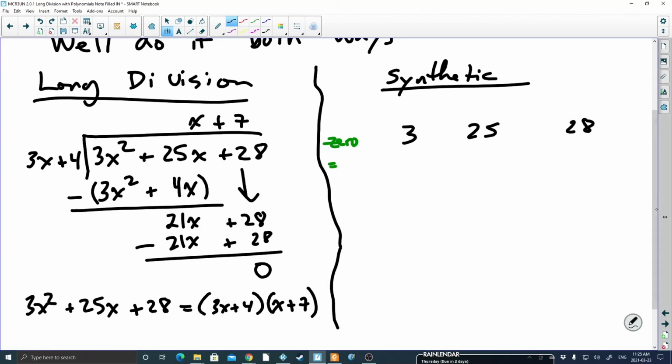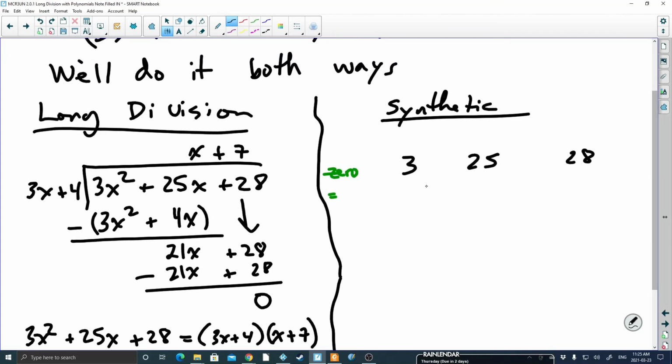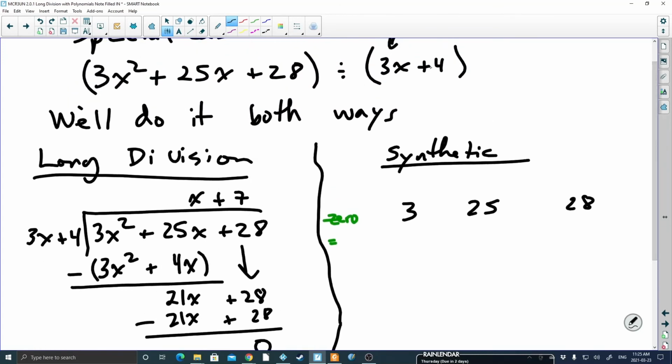Okay? Now let's see how synthetic division works. The first thing I'm going to need is my 0. Now my 0 comes from 3x plus 4 equals 0. I'm hoping at this point that some of you are getting to the point where you don't need to do all of the algebra. You can clearly see that the plus 4 is going to go over to the other side and become a minus 4, and then we're going to have to divide by 3. So minus 4 over 3 is my 0.